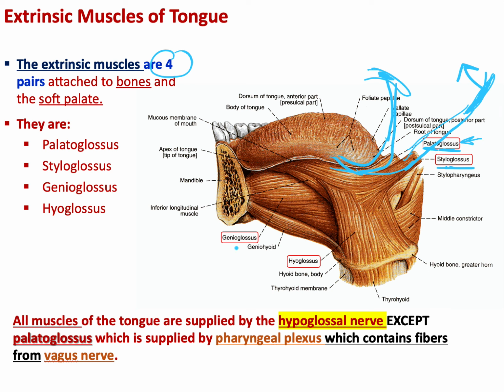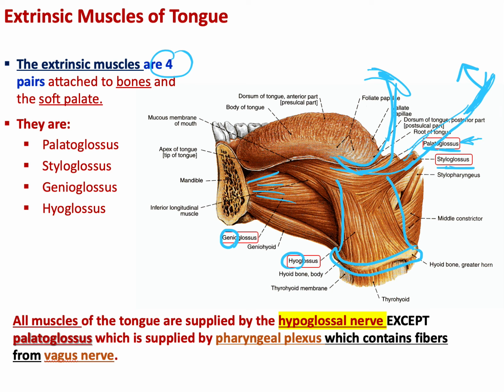Inferiorly, guys, we have a fan-like shaped muscle known as the genioglossus. Genio means something related to the mandible and chin. So genioglossus and hyoglossus, because it originates from this bone, the hyoid bone, right? So this muscle is the hyoglossus muscle.